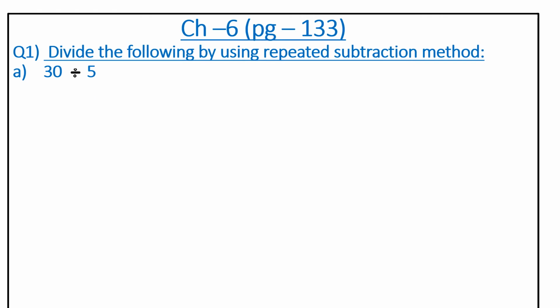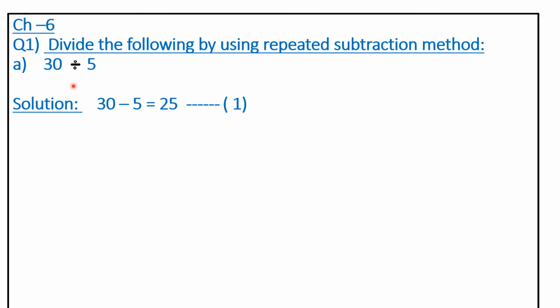Let's see. Yes, we are doing 30 minus 5, and what are we getting? 30 minus 5, 25. On the first step, we are getting the answer 25. Now from this 25, again we will subtract 5. So 25 minus 5, 20. In the second step, we are getting 20.